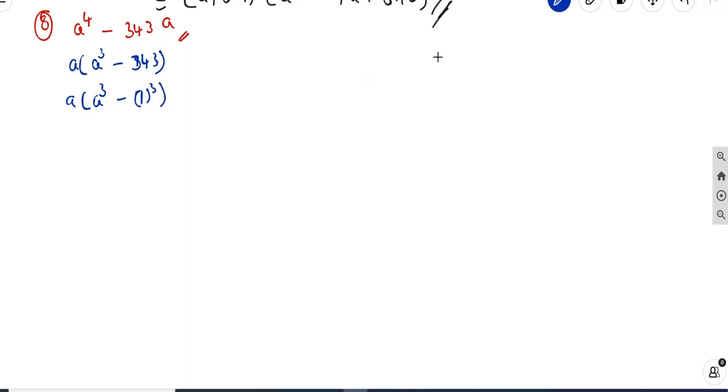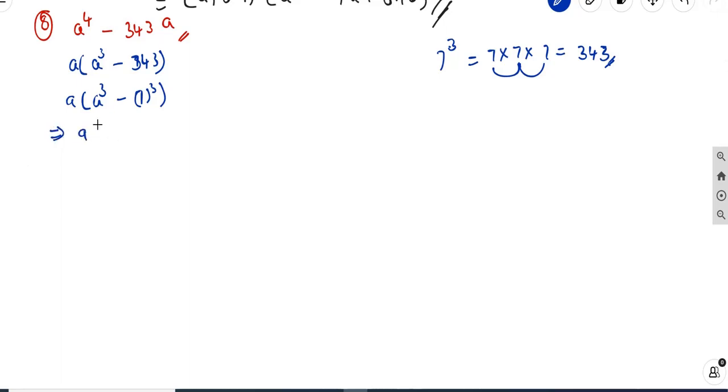Okay, so if you want, I'll write down here. 7 to the power of 3 is nothing but 7 into 7 into 7. So 7 sevens are 49, and 49 into 7 is 343. So that's what I have written, 7 to the power of 3. Now this is in the form of what? This is a very easy problem. It is in the form of a to the power of 3 minus b to the power of 3, so we'll use the identity.